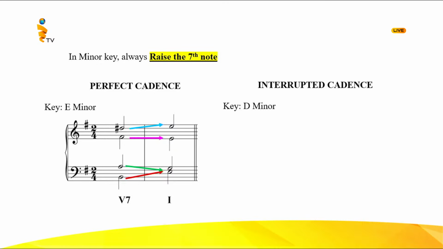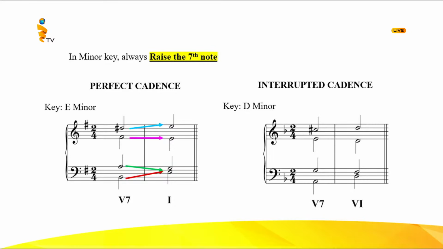This time the key is D minor. You can see the stave. So D minor, the fifth note is A: A, C, E, G. The dominant note of D minor is A: A, C, E, G. Then the sixth is D, F, D, D. You know, in minor in the interrupted cadence, we have to double the third note.